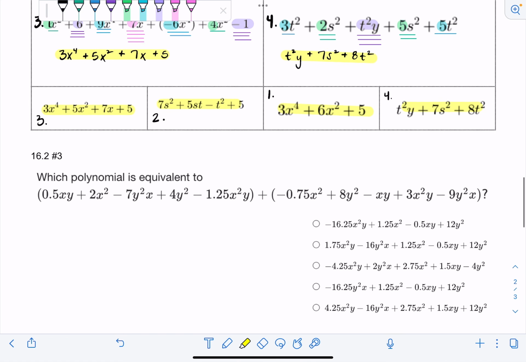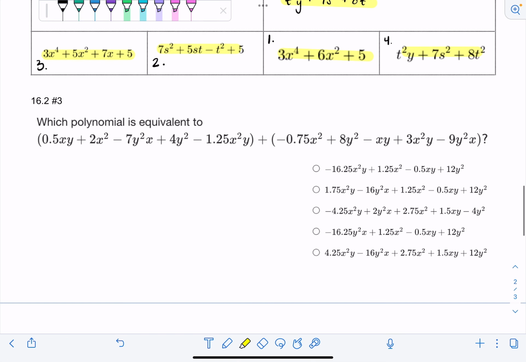Okay, moving down to 16.2, number 3, which polynomial is equivalent to all of that. 0.5xy plus 2x squared minus 7y squared x plus 4y squared minus 1.2x squared y plus, halfway through, plus negative 0.75x squared plus 8y squared minus xy plus 3x squared y minus 9y squared x. Okay, I probably said something wrong in there, but you guys get the point.